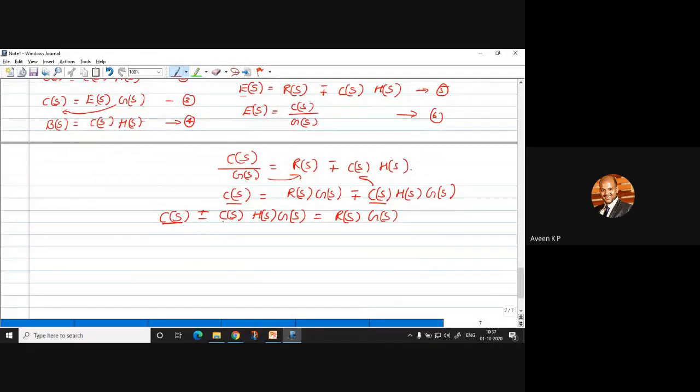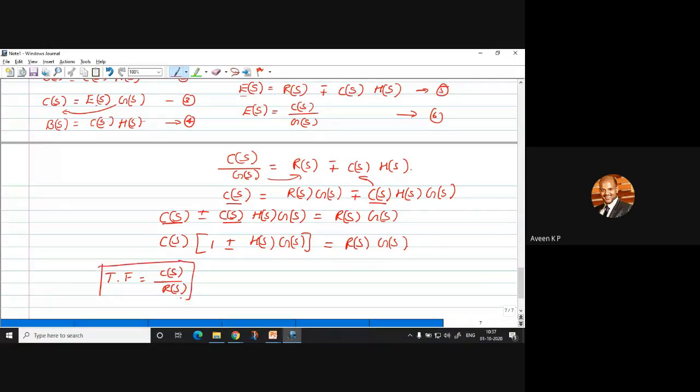Now if you see C of S common, I will take C of S as a common outside: 1 plus or minus H of S, G of S, that is equal to R of S, G of S. So the formula for transfer function is C of S by R of S. So this is the actual formula. So we have C of S as well as R of S. So cross multiply R of S towards the LHS and these terms to the RHS.